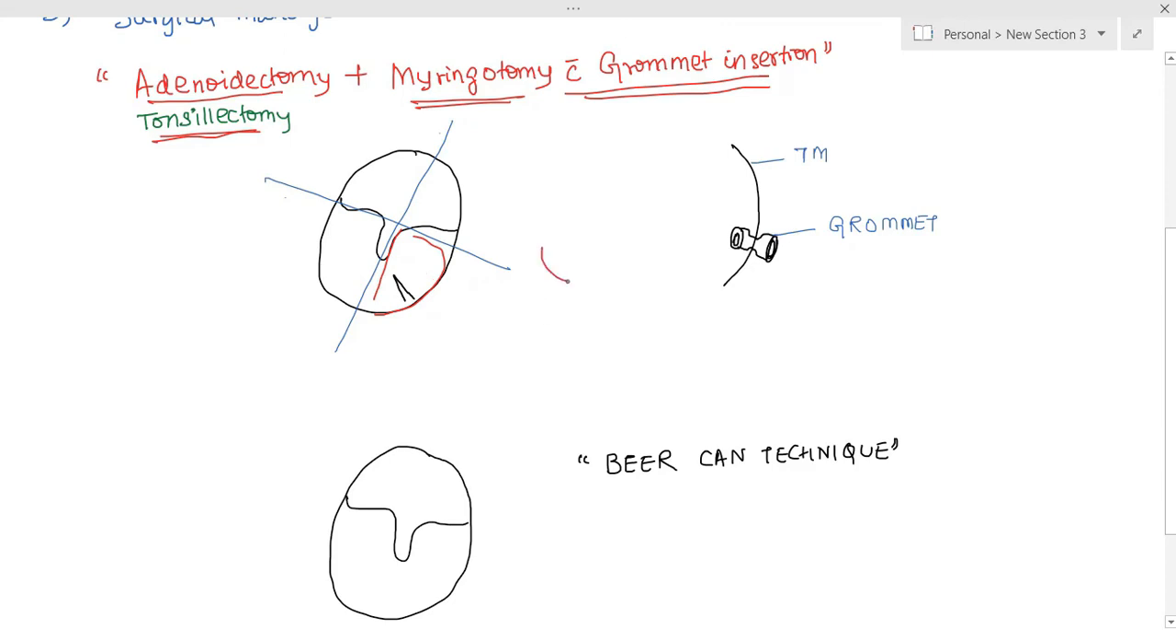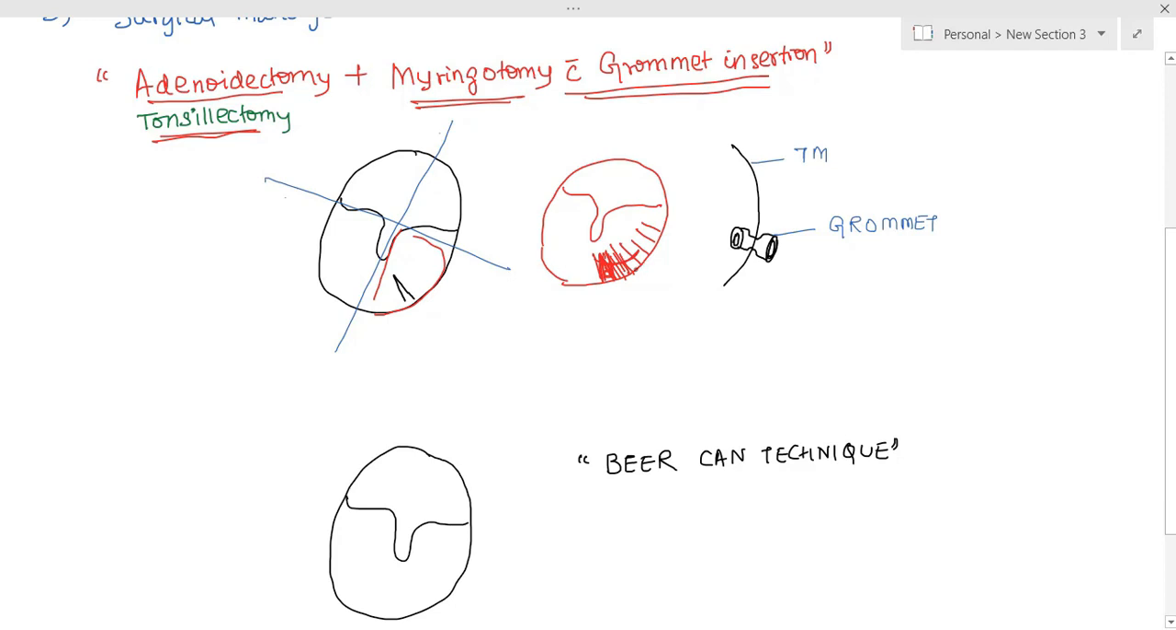So why do we insert a grommet inside the incision, and why do we give a radial incision instead of a curvilinear incision? Okay, now remember, the tympanic membrane has radial fibers. Okay, the fibers of the tympanic membrane are arranged radially. So if I give a curvilinear incision, it will cut all the fibers and it would be very hard for the tympanic membrane to patch. Okay, so when I give a radial incision, it is easier for the tympanic membrane to repair itself again.